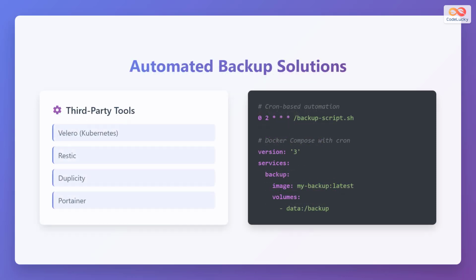Let's explore automated backup solutions. There are several third-party tools available such as Velero for Kubernetes, Restic, Duplicity, and Portainer. You can also implement cron-based automation by adding 0 * * * * backup-script.sh to your crontab. For Docker Compose with cron, you would specify version 3, services, backup, image my-backup:latest, volumes, data:/backup in your Docker Compose file.